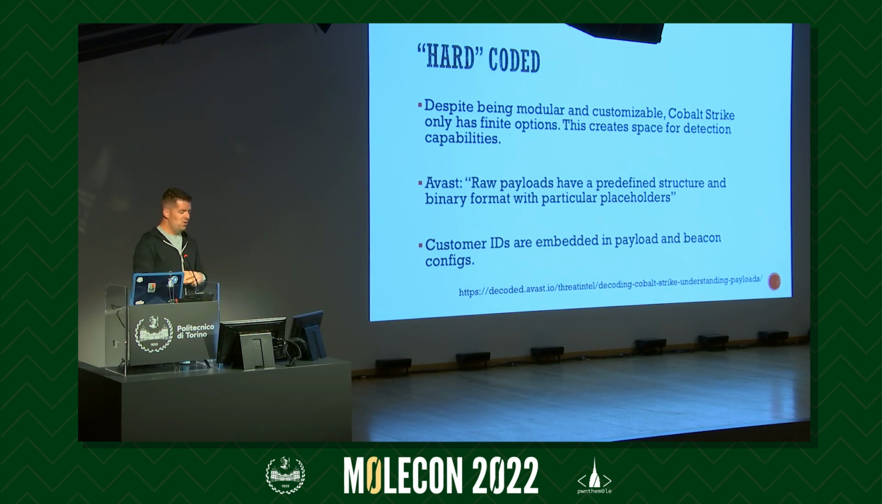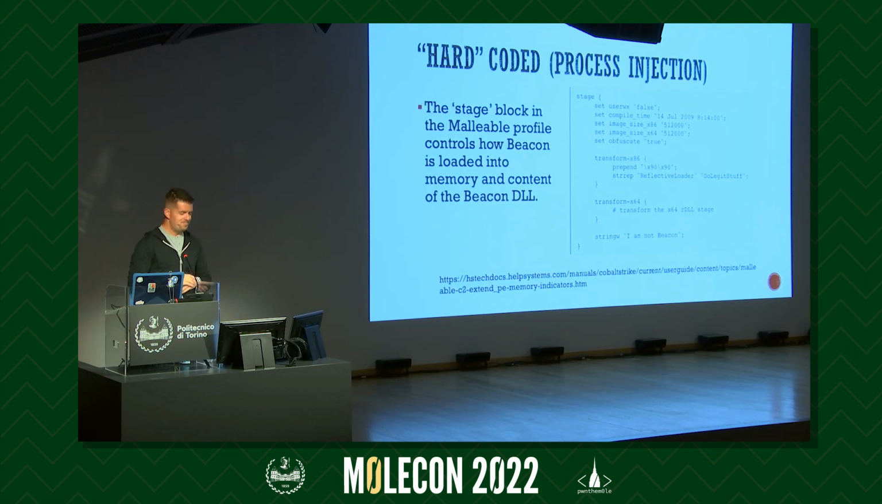I grabbed this quote from a blog post about Cobalt Strike payloads. Raw payloads have a predefined structure and binary format with particular placeholders, and guess what? If you legitimately purchase Cobalt Strike, your customer ID is also embedded in your configurations for the payload and the beacon as well. I kind of like this. There's some interesting attribution that I think can be done if you have a legitimate person using this, but of course you're going to need very, very deep insight into network traffic, which we'll talk about in just a moment.